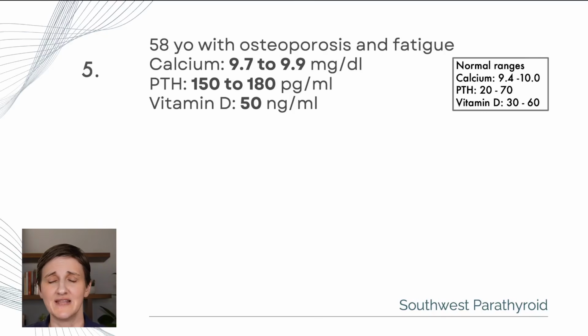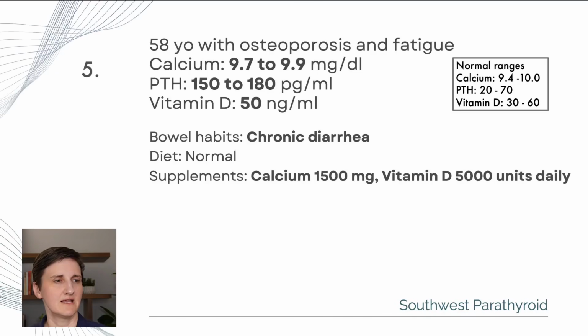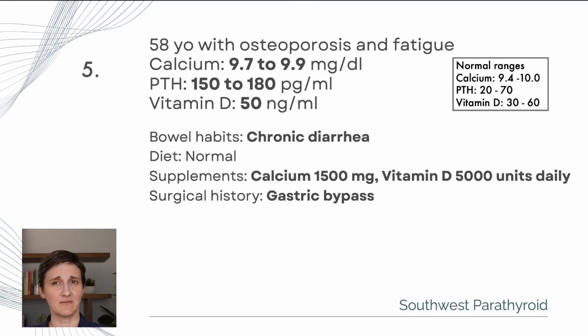Same woman. Now her calcium levels are on the high end again. PTH is 150 to 180, so it's really high. Vitamin D is 50 now, so the higher end of normal. Okay. She's got chronic diarrhea. She's taking a lot of calcium, so 1,500 milligrams and a lot of vitamin D. Had a gastric bypass as well.